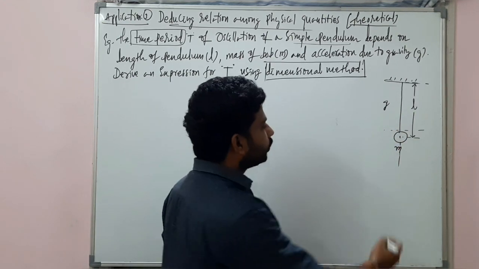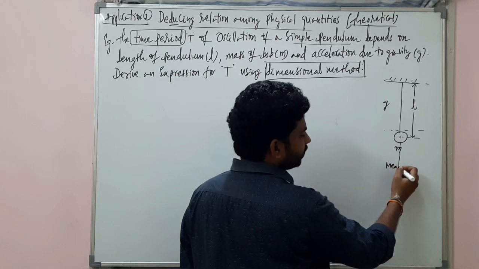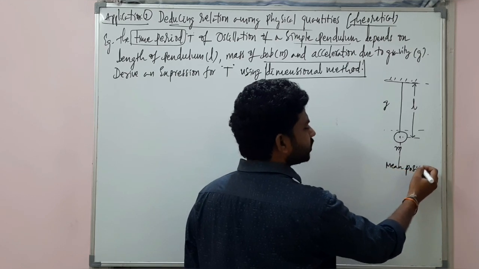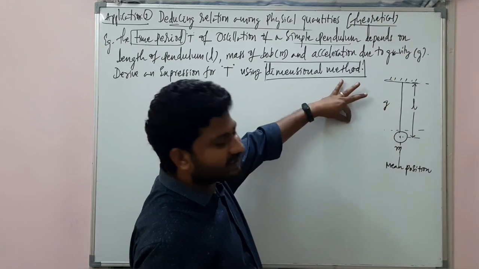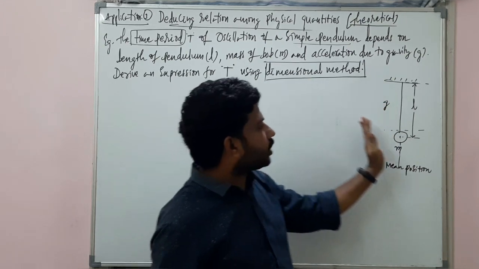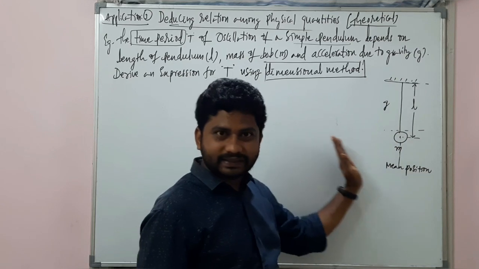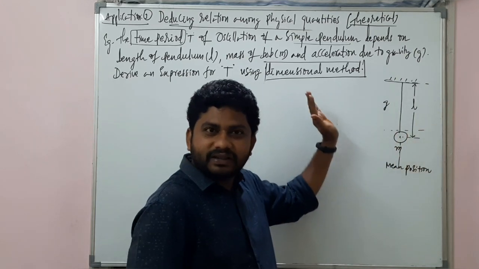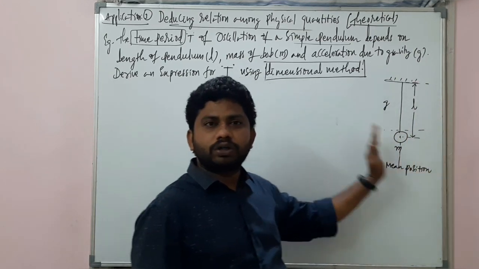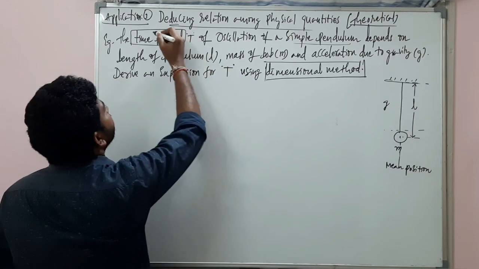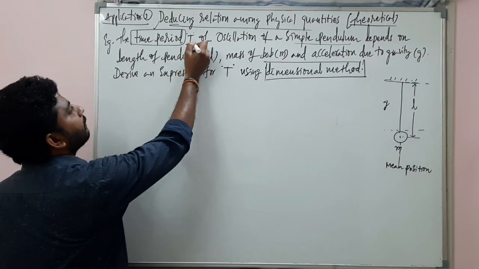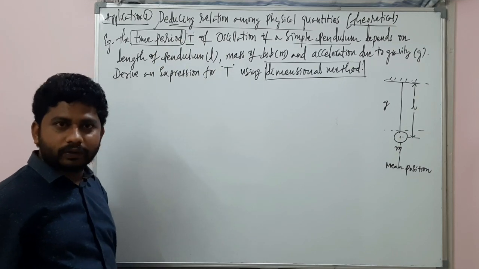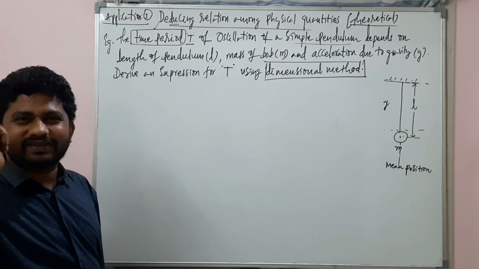Understand? This is called the mean position. From the mean position only, we take the metal bob to some extent and release it. It oscillates about the mean position. The time taken by this body to complete one oscillation is called the time period of the pendulum, and it is denoted with the symbol capital T. Read the question once again.